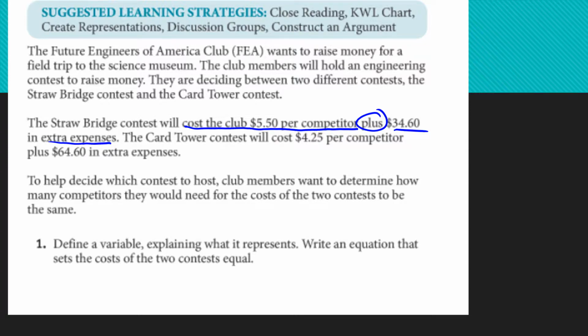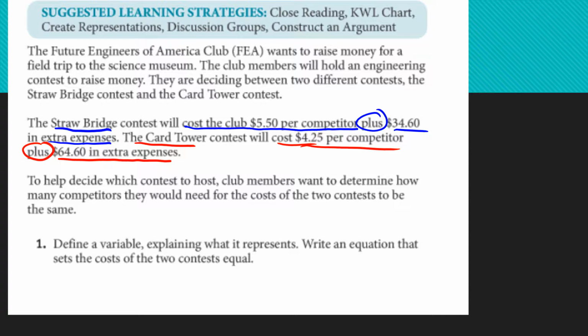The Card Tower contest will cost $4.25 per competitor plus $64.60 in extra expenses. So that's Card Tower and this is Straw Bridge. Okay, so just organizing the info for myself there. To help decide which contest to host, club members want to determine how many competitors they would need for the cost of the two contests to be the same.